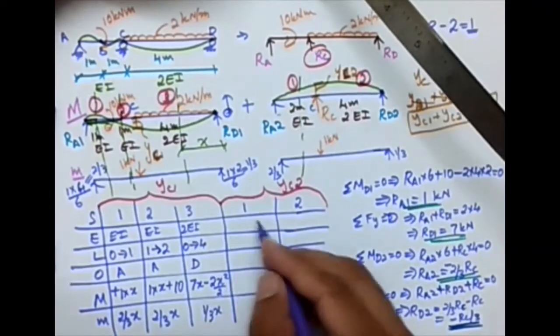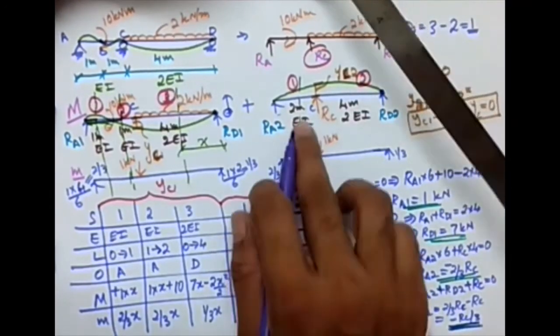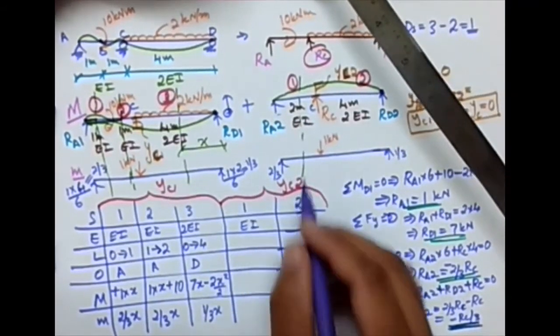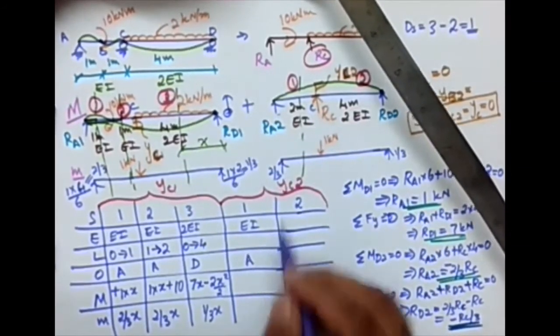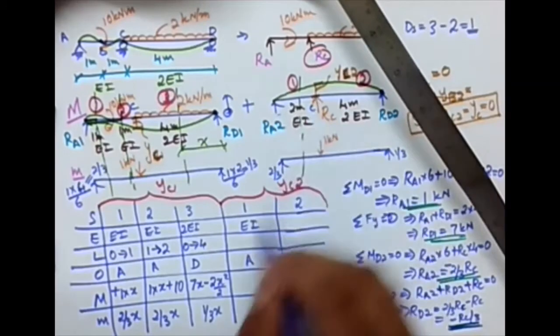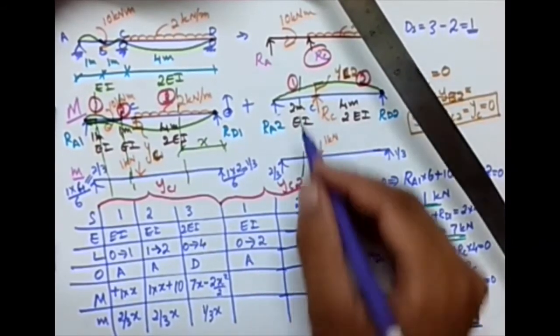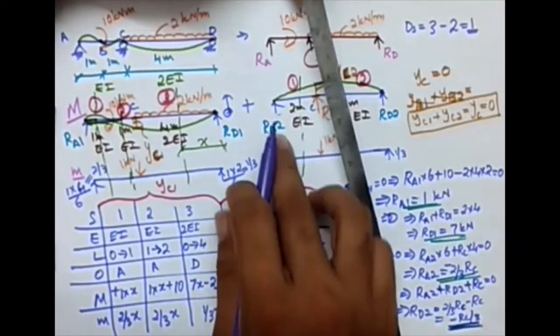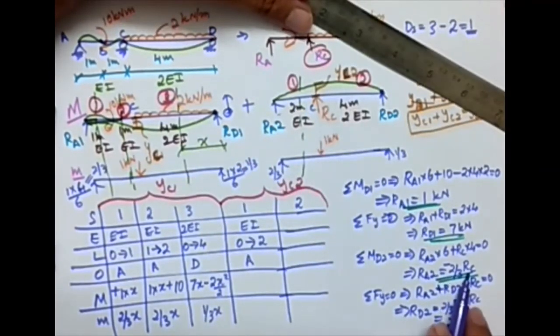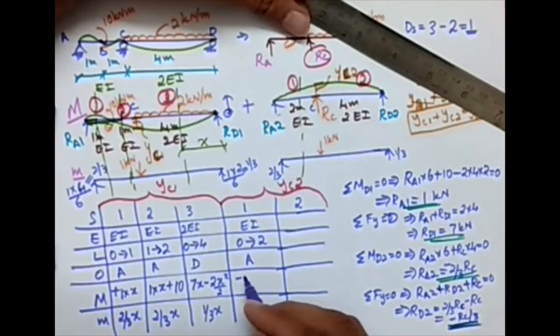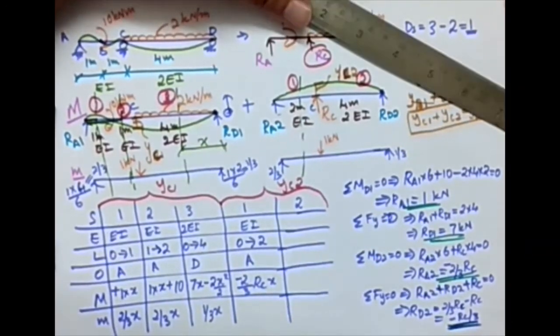So okay, let me write this. Here it is EI. What will be the limit if I'm taking A as the origin? The limit will be 0 to 2. What about the expression? We have seen that RA2 times x. What is RA2? RA2 is minus 2/3 of RC. So minus 2 by 3 RC times x.